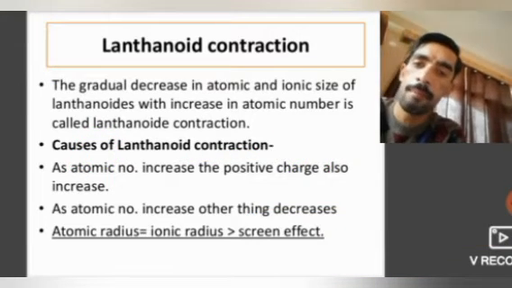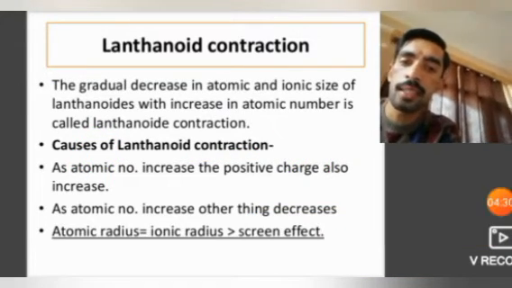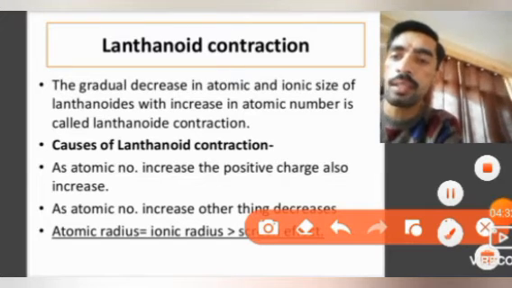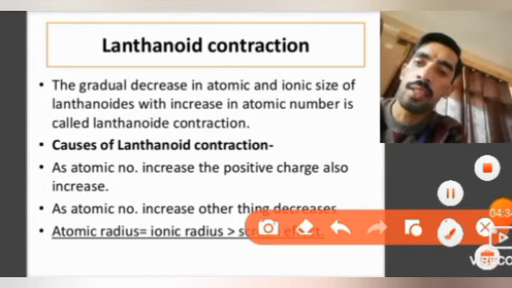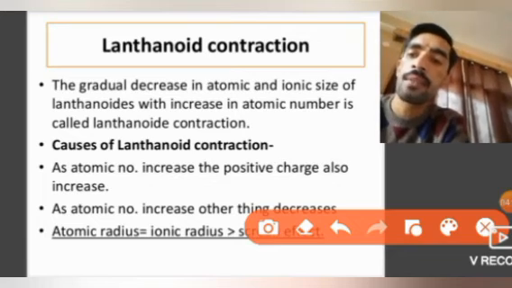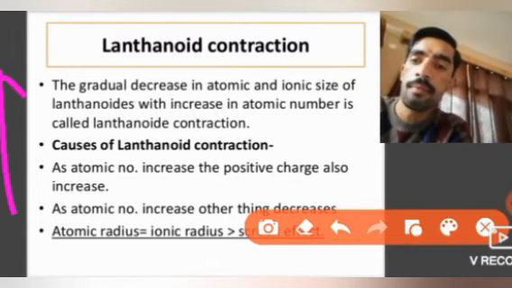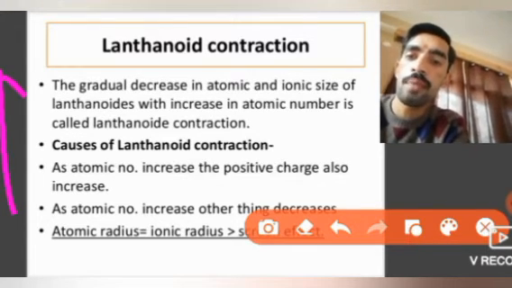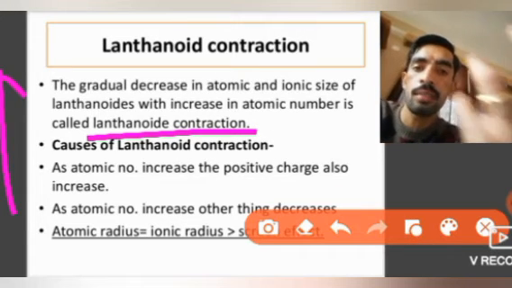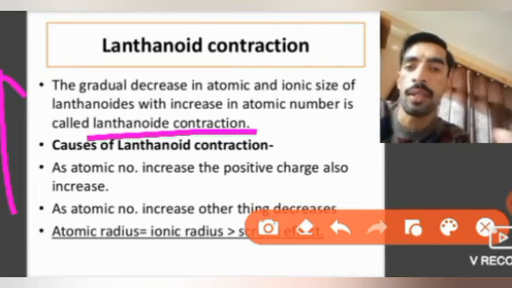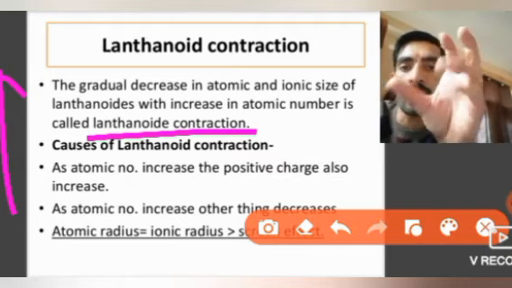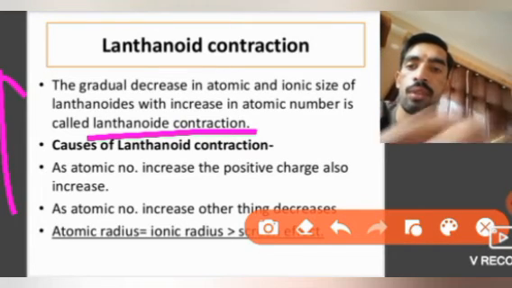Now what is the reason? You know, down the group atomic size is increasing with the increase in atomic number, but in lanthanide contraction atomic size is decreasing with the increase in atomic number. What is the reason? So this thing is known as lanthanide contraction. Contraction मतलब contract होना, छोटा होना. तो lanthanide की सीरीज जो है वो contract होती जाती है जैसे जैसे हम atomic number को बढ़ाते हैं.